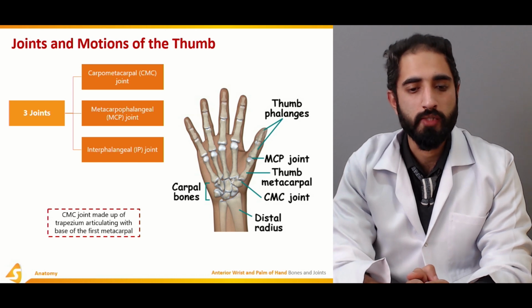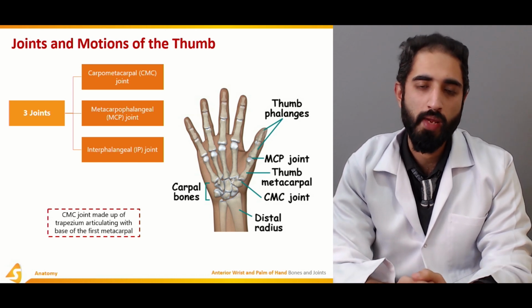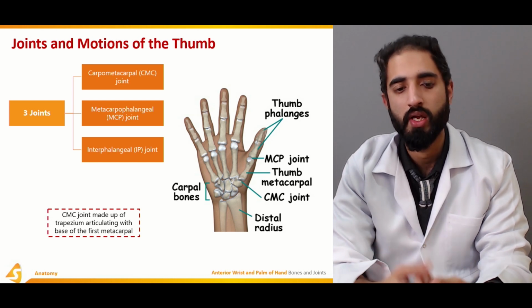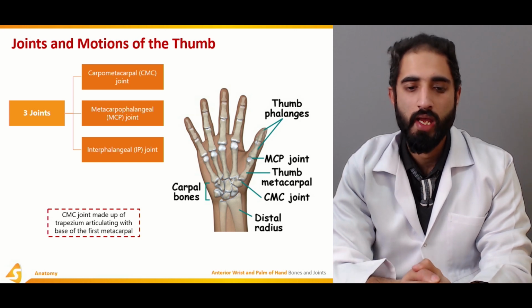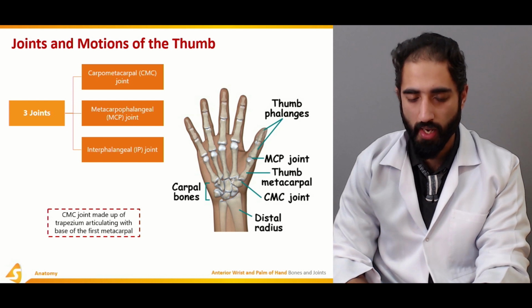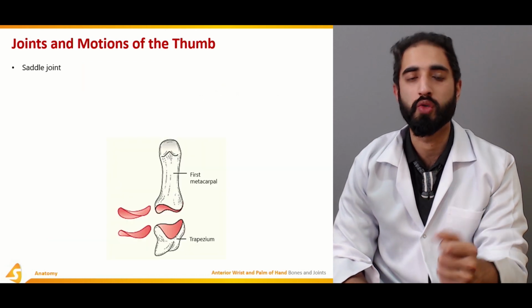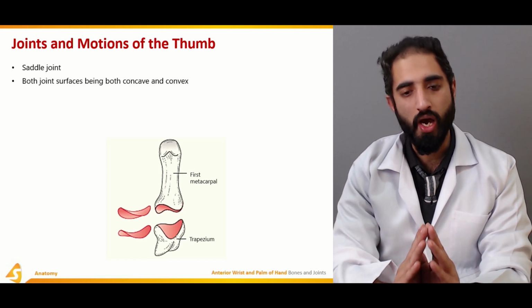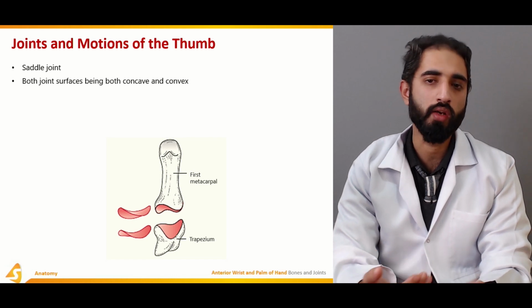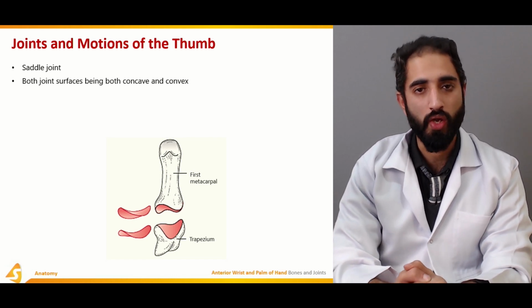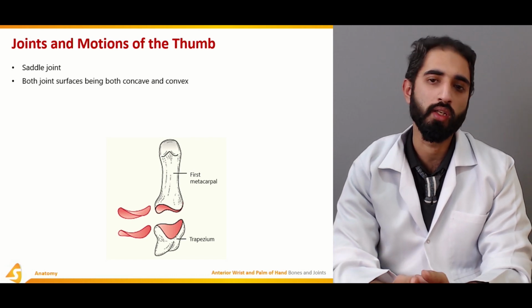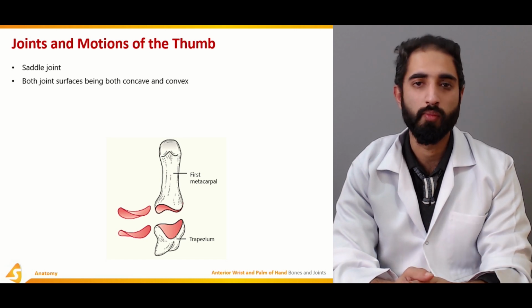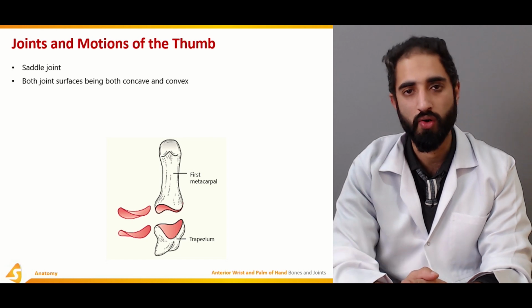Moreover, the carpo-metacarpal joint is made up of the trapezium articulating with the base of the first metacarpal, because the thumb is recognized as the first digit and it is on the lateral aspect. It is a very mobile joint, and it is a very unique joint structurally known as the saddle joint, because each of the articulating surfaces is convex in one orientation and concave in the other. So in one orientation the joint may follow the convex on concave rule biomechanically, but it may follow the concave on convex rule biomechanically in another orientation or direction.